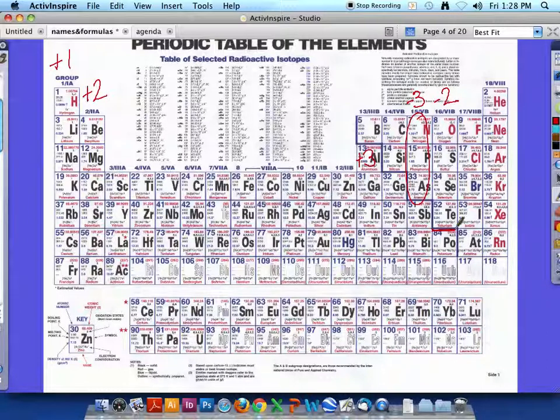Group 7, these are called your halogens. They have a -1 charge. And if you continue on in that pattern, this group here, the last group, have 0 charge, which means they do not make ionic compounds.